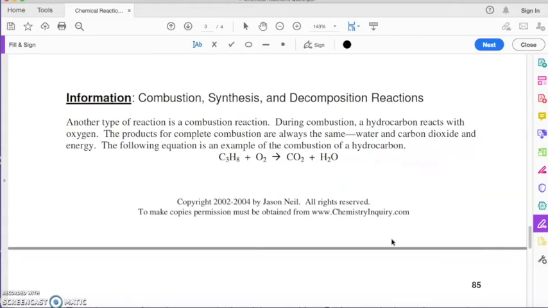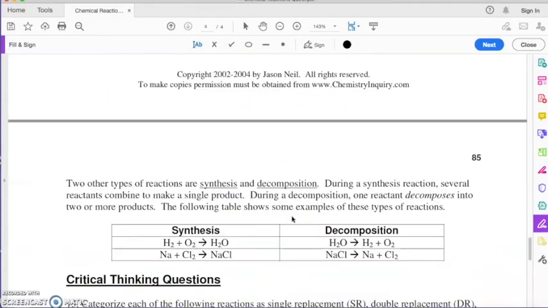So another type is combustion. During combustion, a hydrocarbon reacts with oxygen. The products for complete combustion are always the same: water and carbon dioxide and energy. So here's an example of combustion of a hydrocarbon. Hydrocarbon plus oxygen makes carbon dioxide and water. And those are the things that you'll always see. So water and carbon dioxide will be products, and oxygen will be a reactant.